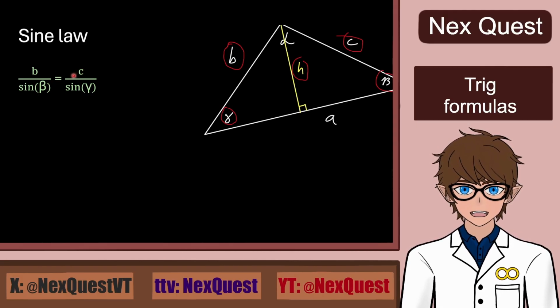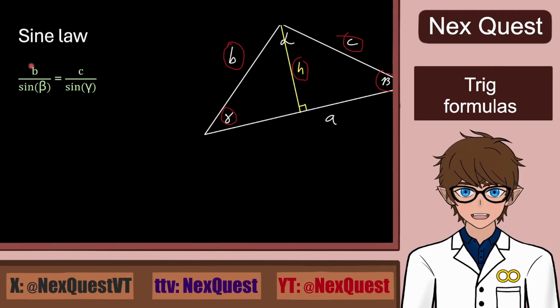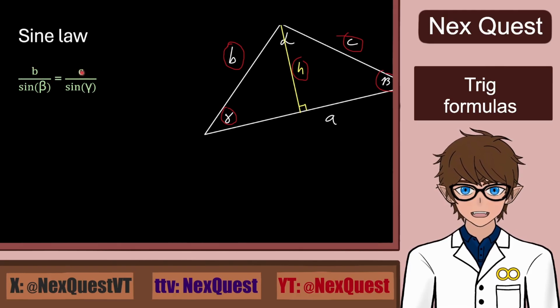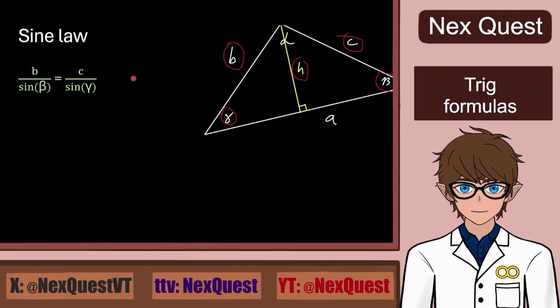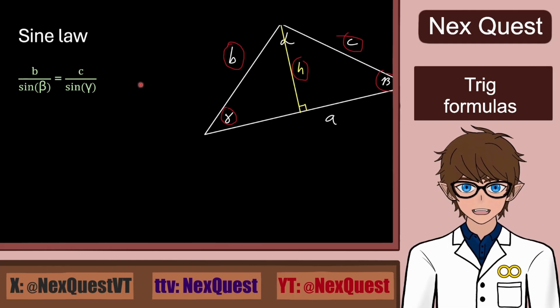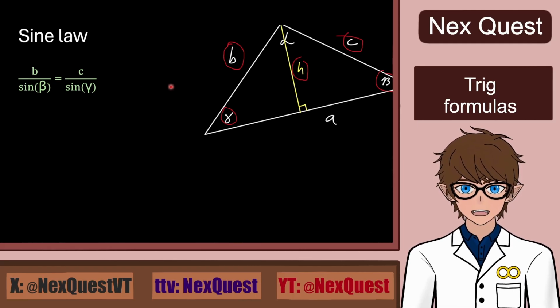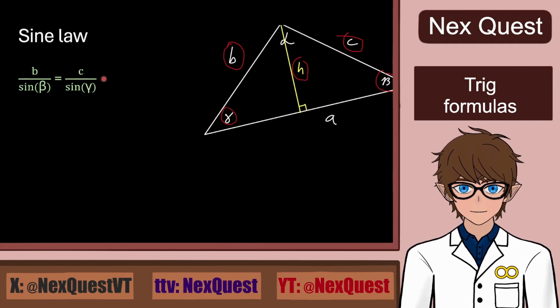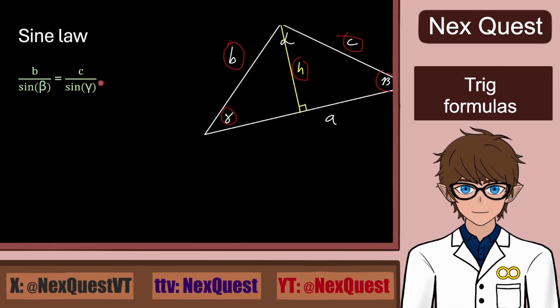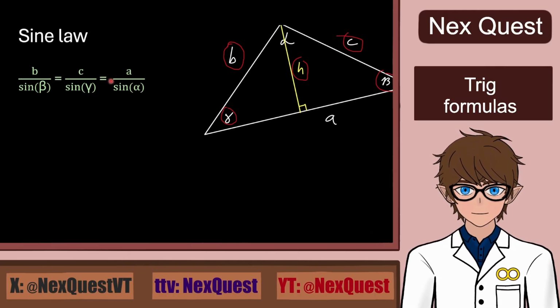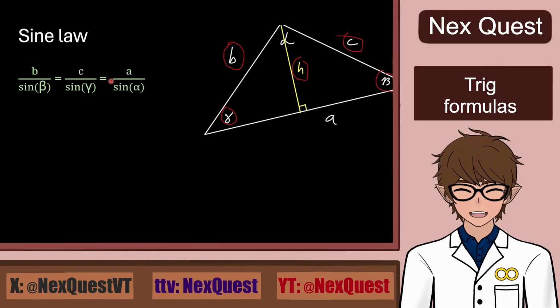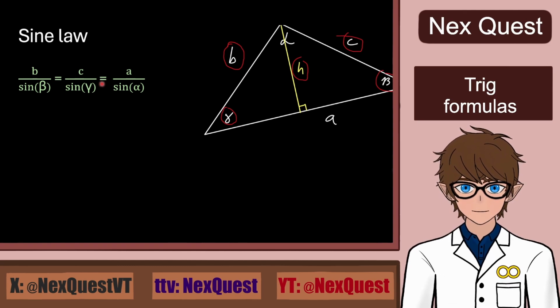And in such a system with multiple equations, like b over sine beta equals c over sine gamma, and b over sine beta equals a over sine alpha, we could equate all three of them in one formula, and we would get something like this. And this is our sine law, if you haven't figured out from the name. It can be used in any triangle.